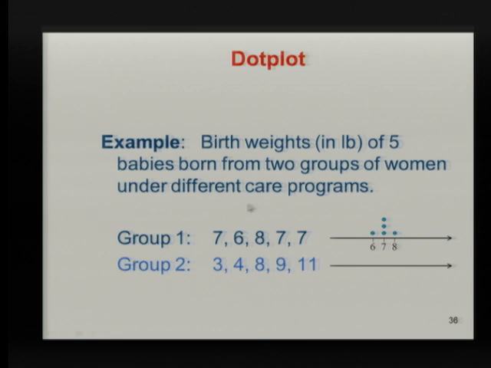Right, so that's group 1 dot plot and group 2 dot plot. Okay, just make a dot for showing one piece of data at a time, right, and display them. Okay, so I think it's pretty easy.